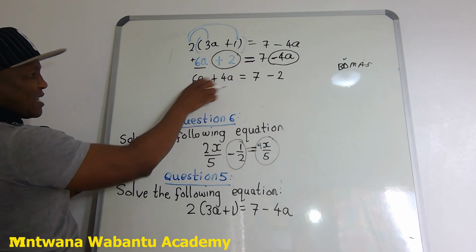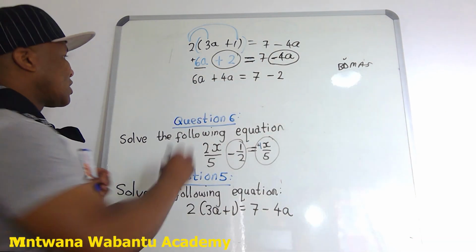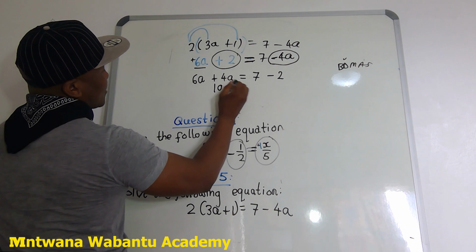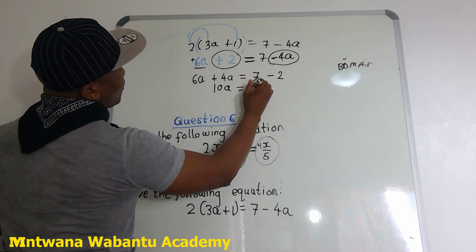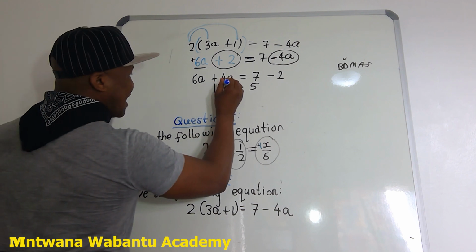These are like terms, we can put them together. So 6a plus 4a equals 10a. Equals 7 minus 2 equals 5. So what do I need? I need the value of a. Yes, I just need this a.